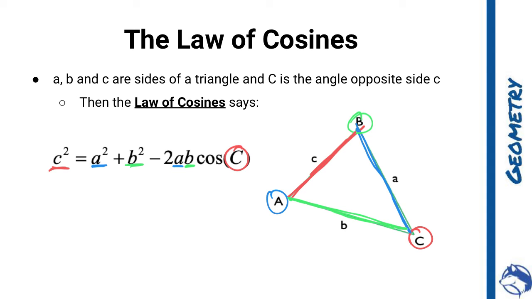And so when we use this, we are either going to solve for one side or one angle. But we have to make sure that if we solve for C here, notice how angle C is between side A and side B.